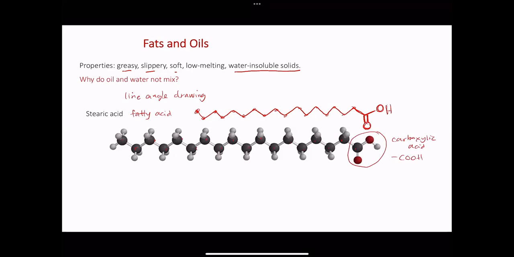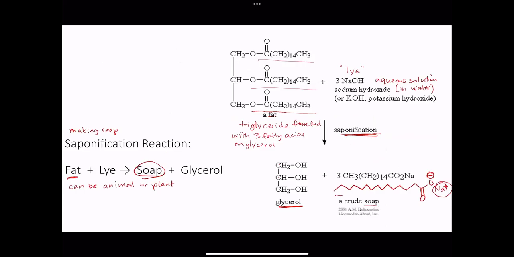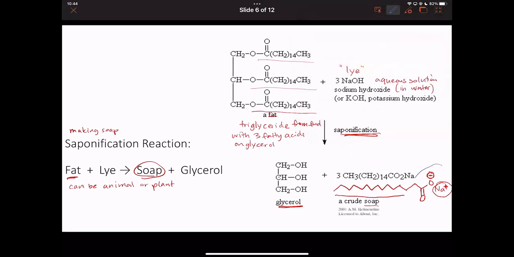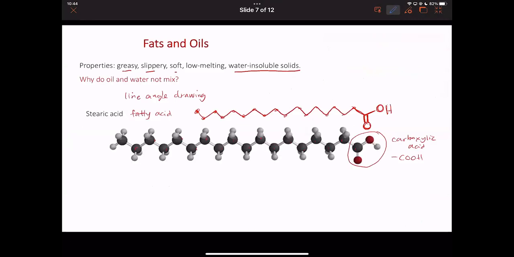It's very similar to the structure of the soap molecule. So the soap molecule has that hydrocarbon tail, but instead of having the carboxylic acid, it has that ionic end. And that's because it originates from the fatty acid from the fat. Okay, but it's slightly different because the sodium hydroxide in the reaction adds the sodium on that end. Okay, so it's very similar to the fatty acid, the soap structure.